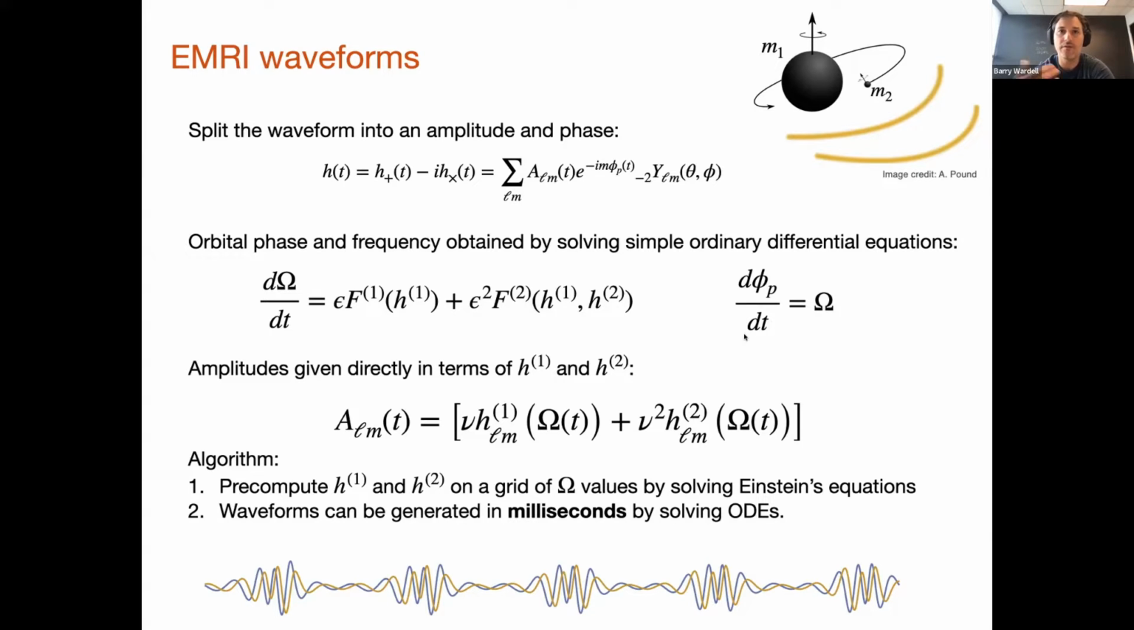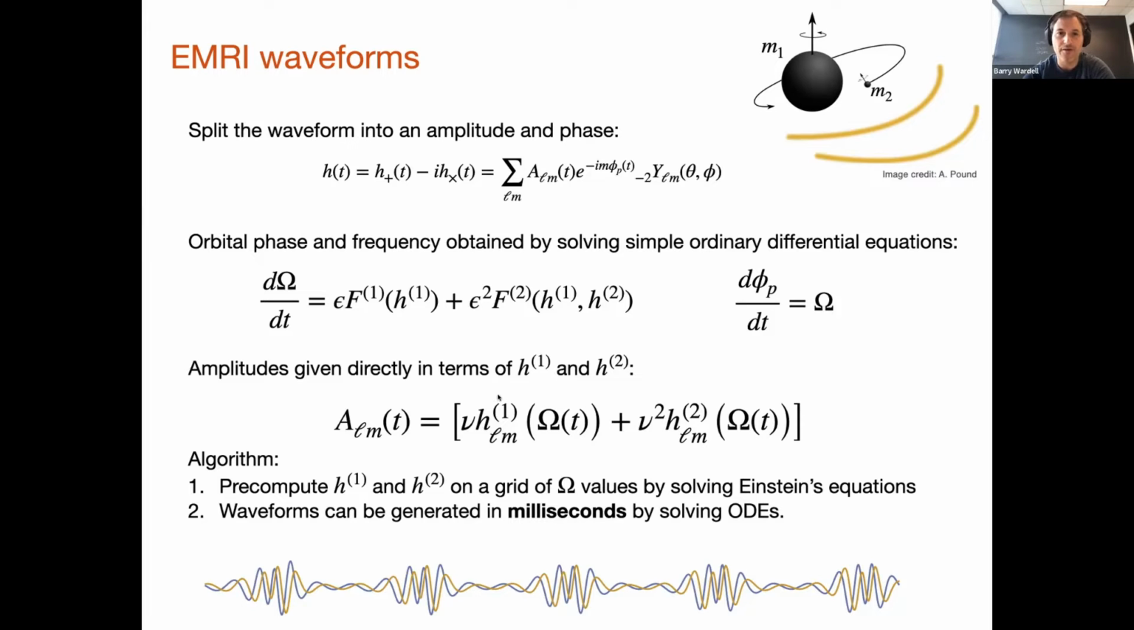We then think about how we want to compute the waveform. Well, if you think about the waveform, we can factor it in this form here, where the strain as a function of time is a sum of modes of an amplitude times e to the i m phi p, where phi p is the orbital phase, not necessarily the gravitational wave phase. So these are also complex. And these a's are the thing that we actually need to compute. The way we do that is by writing them in terms of H1 and H2. And in fact, they are just the mass ratio times H1 plus the mass ratio squared times H2.